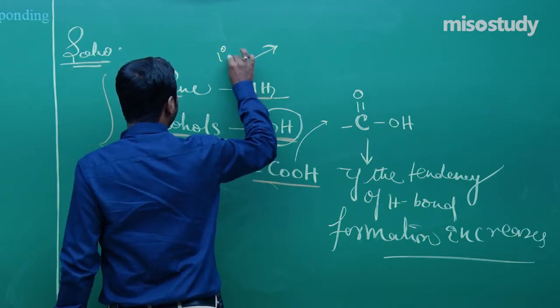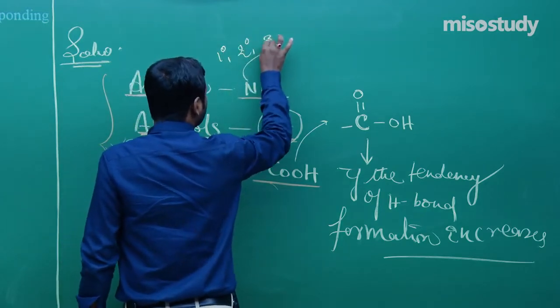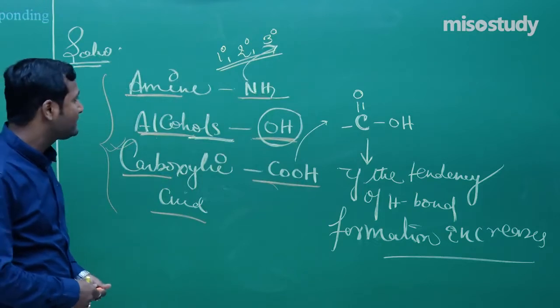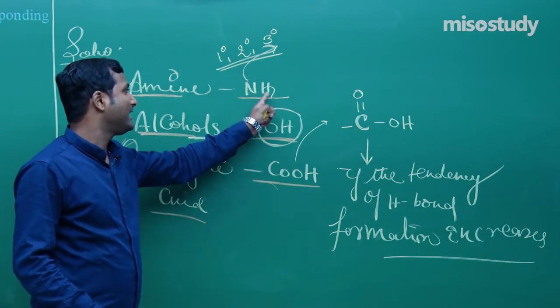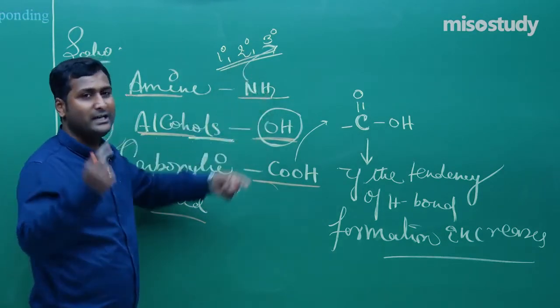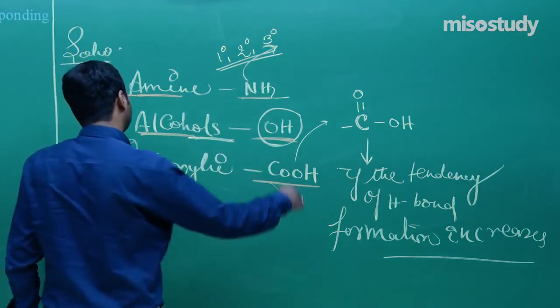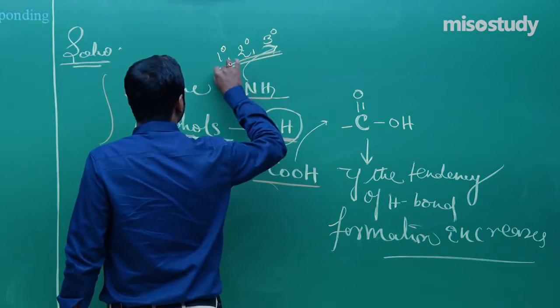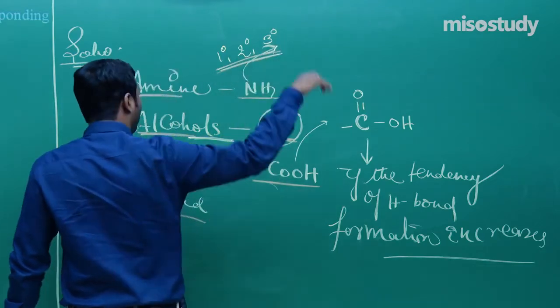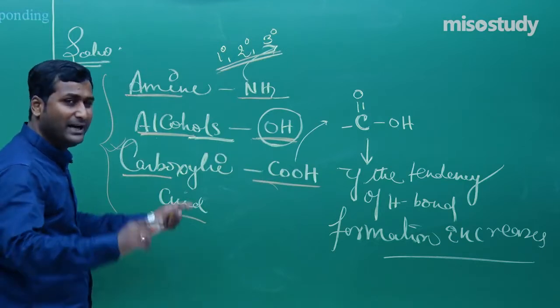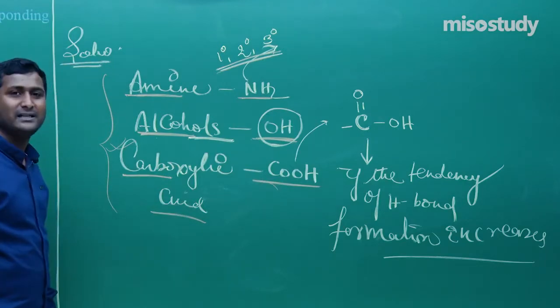One more thing I am going to include here. If I talk about 1 degree, 2 degree or 3 degree amine, then what will happen? It's very simple. In 1 degree amine, there are 2 hydrogens. In 2 degree, there is only 1 hydrogen. And in 3 degree, no hydrogen. So if we move from 1 degree to 3 degree, the boiling point decreases. 1 degree will have more boiling point than 2 degree, than 3 degree.